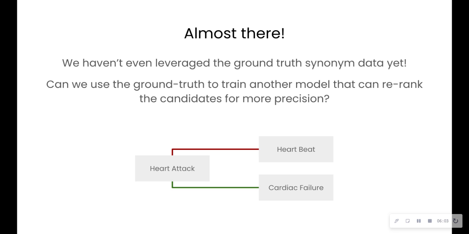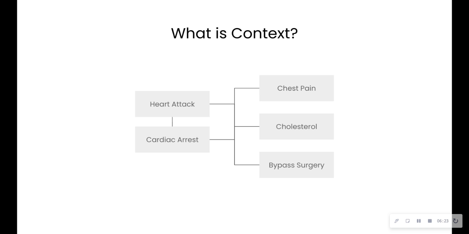However, note that we haven't even leveraged the ground truth synonym data yet. Perhaps by using ground truth binary labels of whether a pair of terms are synonyms or not, we can re-rank the candidate terms for even more precision. Note that when I say ground truth here, we're actually taking the UMLS CUI mapping, so any two terms that map to the same concept are considered synonyms.